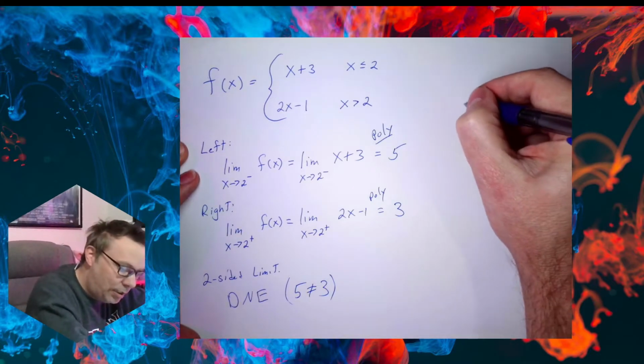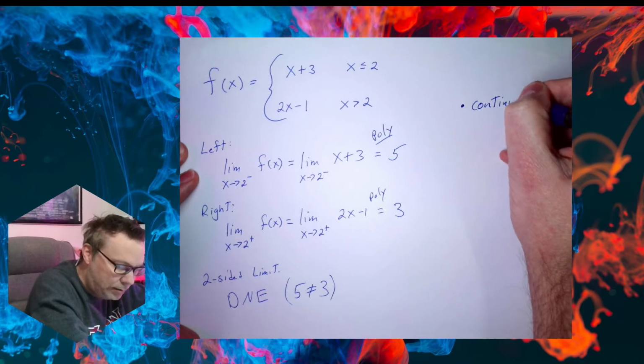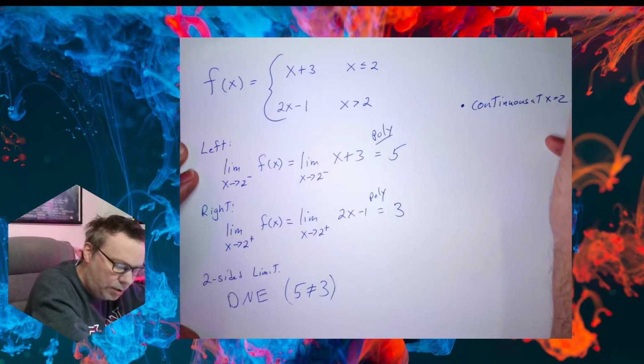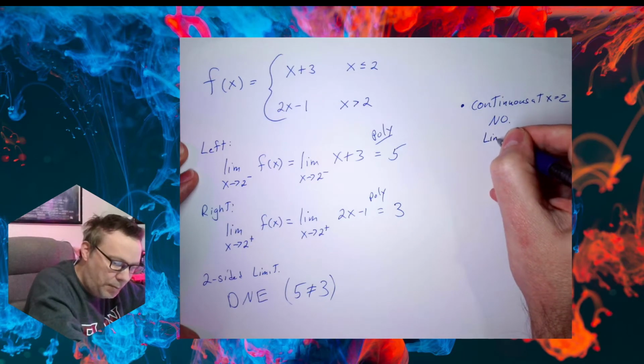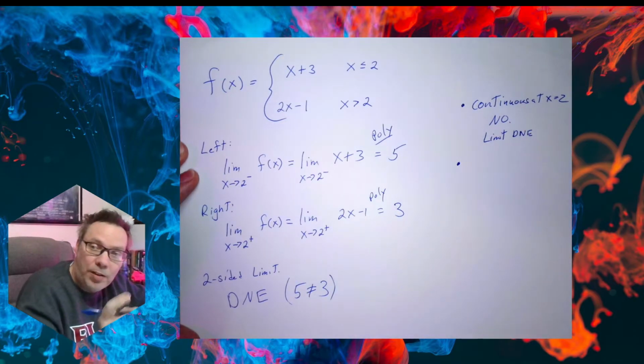So let's have a little summary here. Is this thing continuous at x equals 2? Well, the answer is no. Why? Because the limit does not exist.